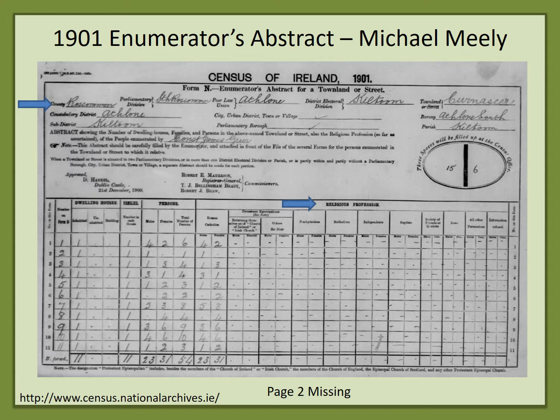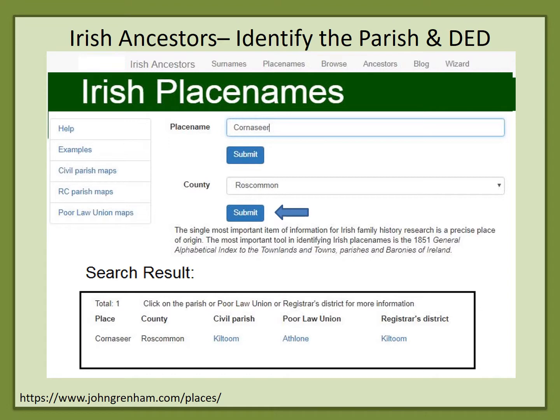Now let's try browsing. We need to remember the jurisdictional information from the enumerator's abstract, or find it elsewhere if we undertake our initial search by browsing. Using the place main search on Irish Ancestors, we search on Cornaciro Townland. We find the register's district is Kiltoom, same as the parish. This is not always the case. The Poor Law Union is Athlone.